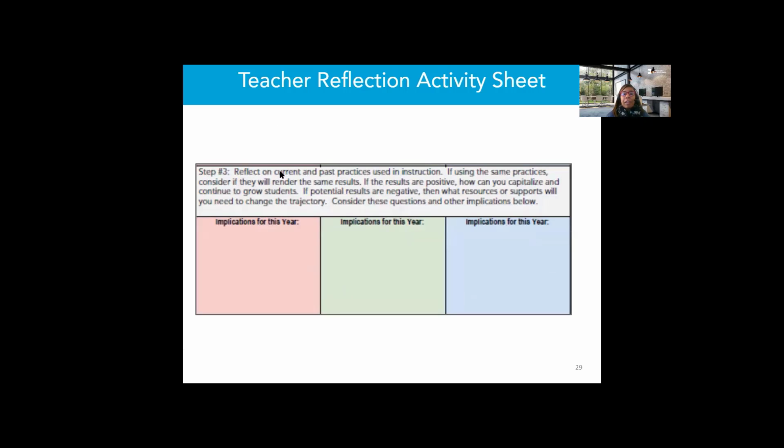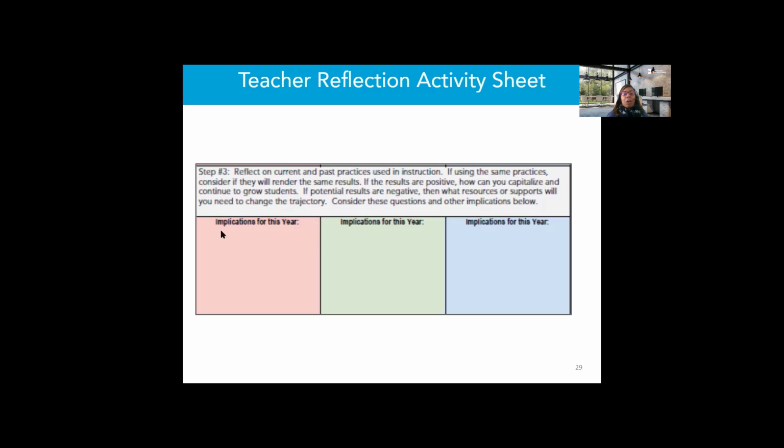Step 3 is to reflect on current and past practices and instructions. If you use the same practice, consider if they will render the same results. If the results are positive, how can you capitalize and continue to grow students in those groups? And if the results are negative, then what resources and supports will you need to change that trajectory? And consider the questions and other implications below.